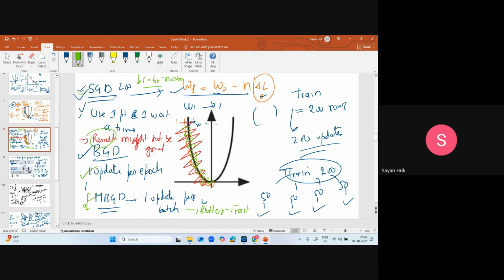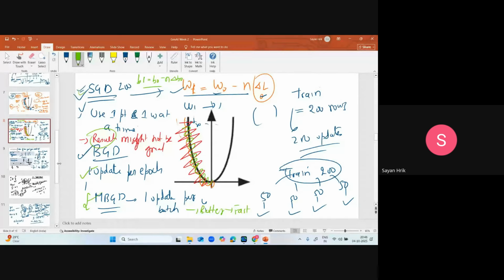You can see the GI. I think you'll have questions on this. Okay, so I think that is clear. Any other question on this?